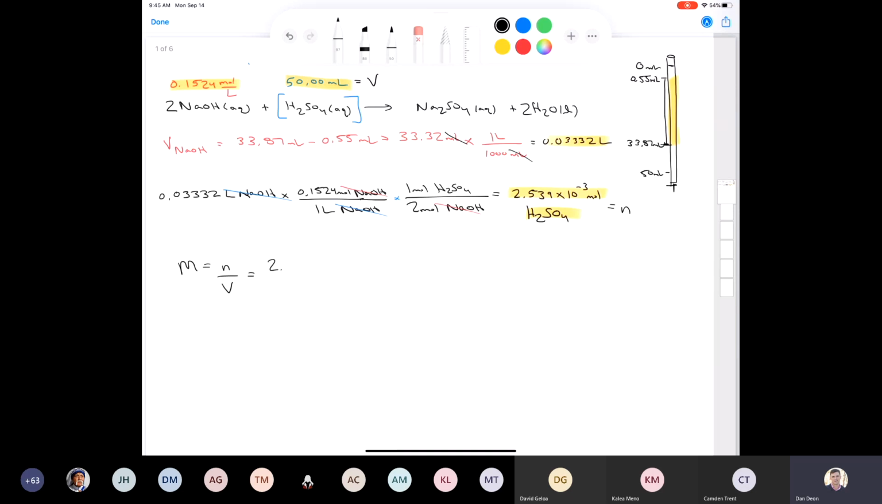So we have 2.539 times 10 to the minus 3 moles divided by 0.05000 liters. I did that in my noggin. I'm just going to double check my math here, make sure it's correct. 2.539 times 10 to the negative 3 divided by 0.05, like that. And I end up with this number, 0.05078 molar sulfuric acid. So that's pretty dilute, okay?